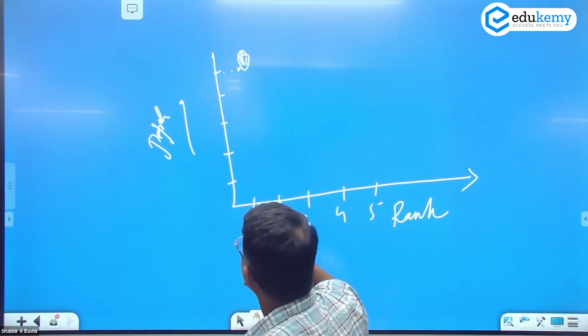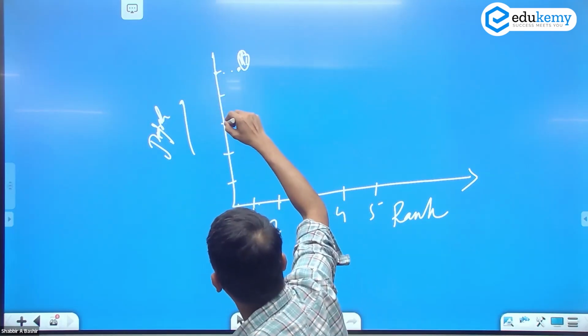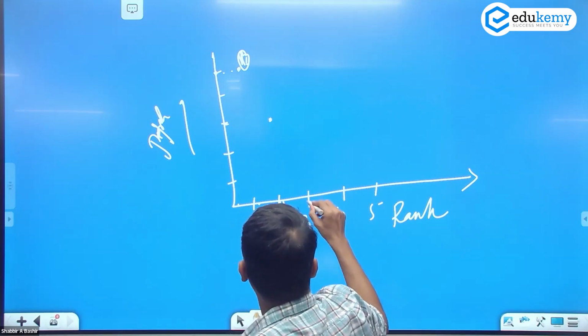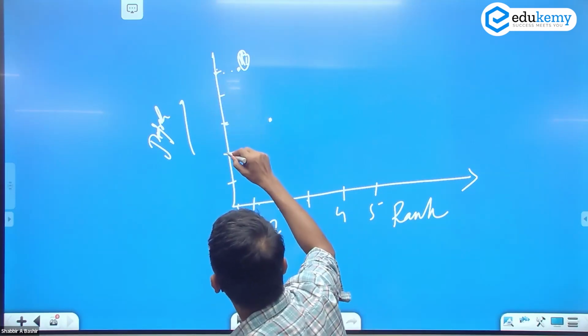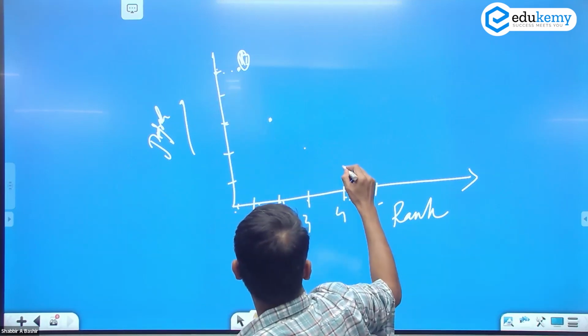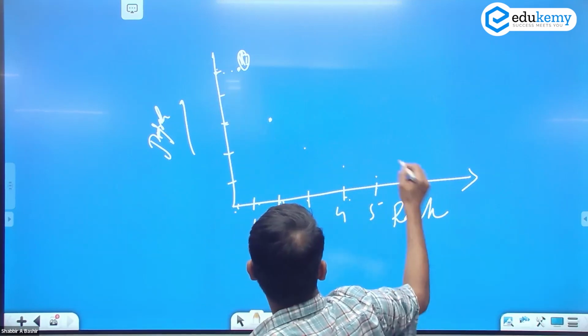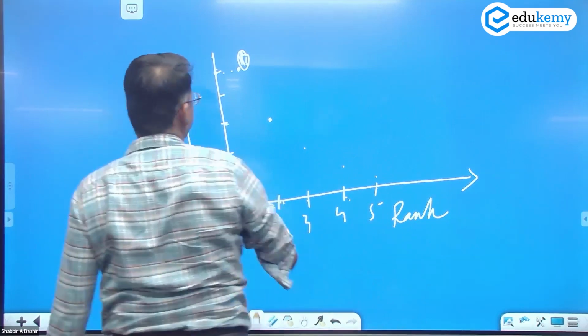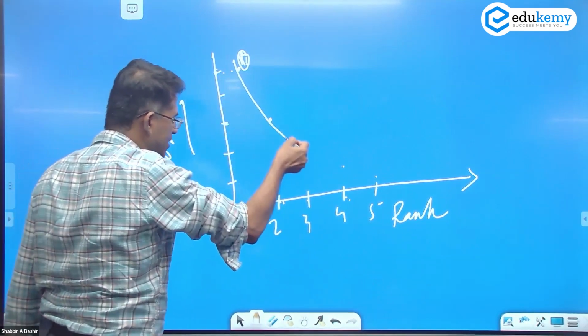City 2, where will it be found? Half of this, somewhere here. This is city 2. City 3, one third of this, so maybe somewhere here. This is 3. City 4, one fourth of this, is somewhere here. One fifth of this, somewhere here, and so on. So if you join them, the graph will look like this.